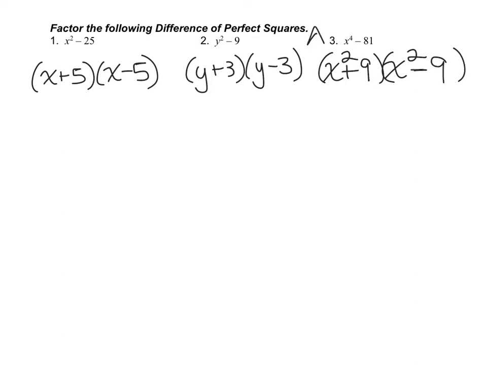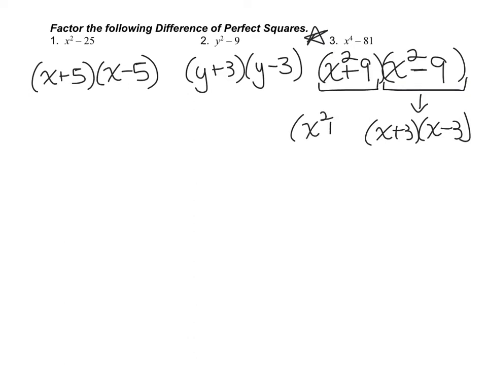Now, I want to put a star by this one because I'm not done, right? Right here, I have an x squared minus 9. Isn't that a perfect square minus a perfect square? That one can go further. So that is going to break into x plus 3 times x minus 3. And then this guy just comes right back down. It can go in front of it or it can go behind it. This particular problem has 3 factors.